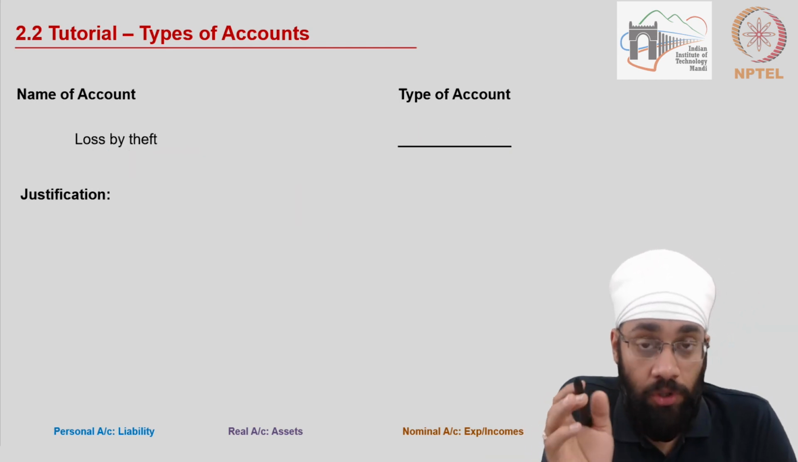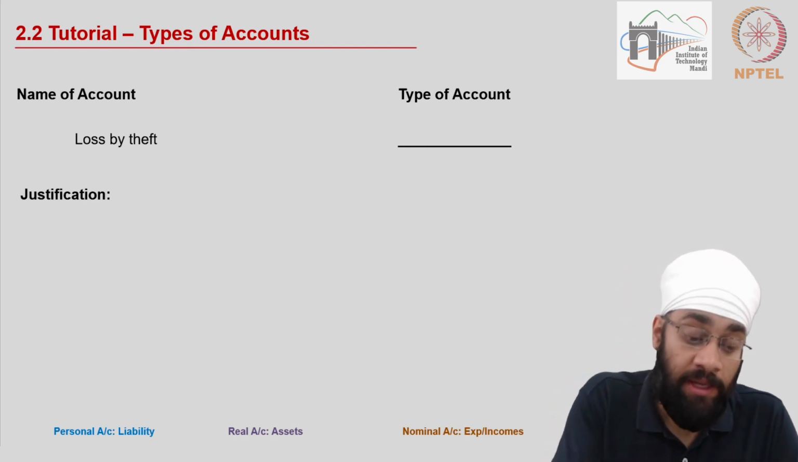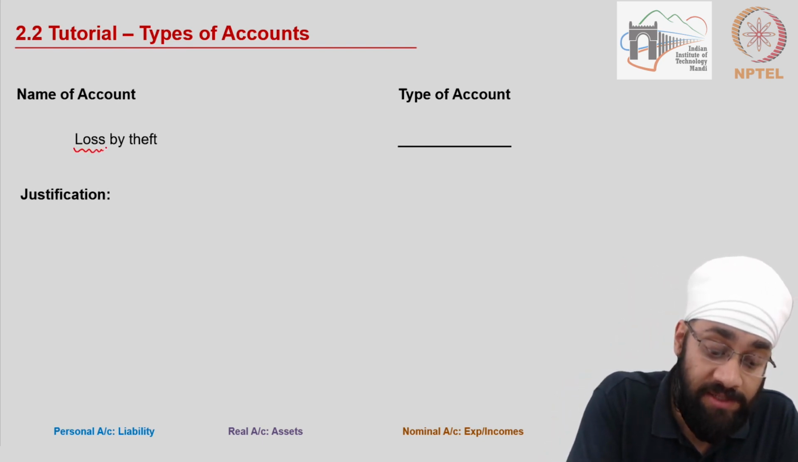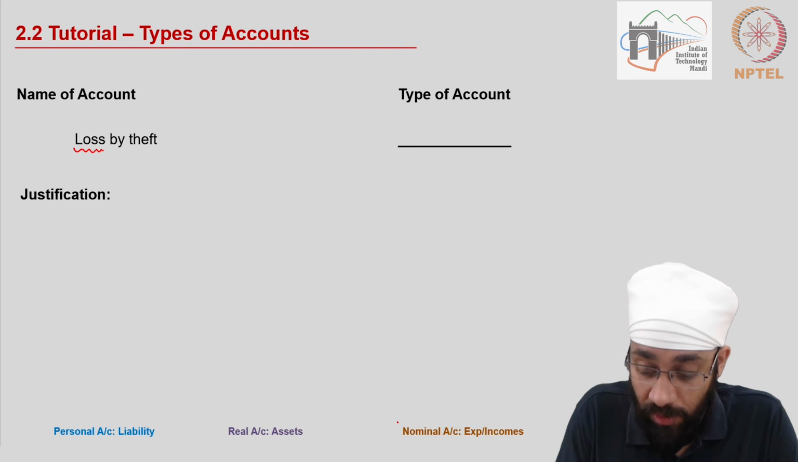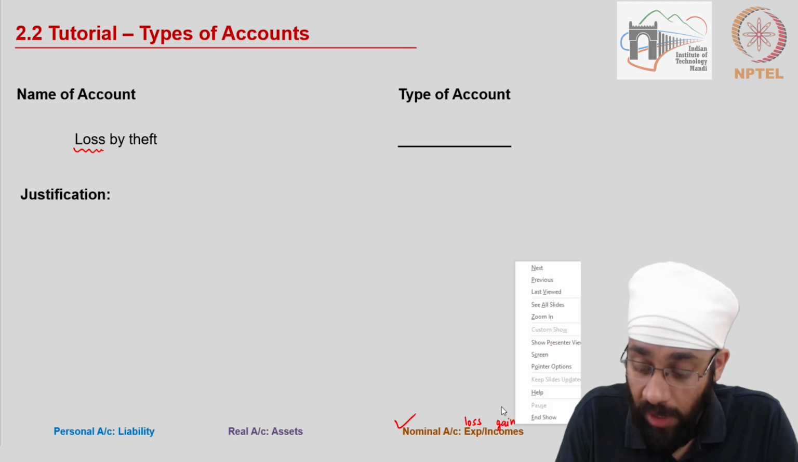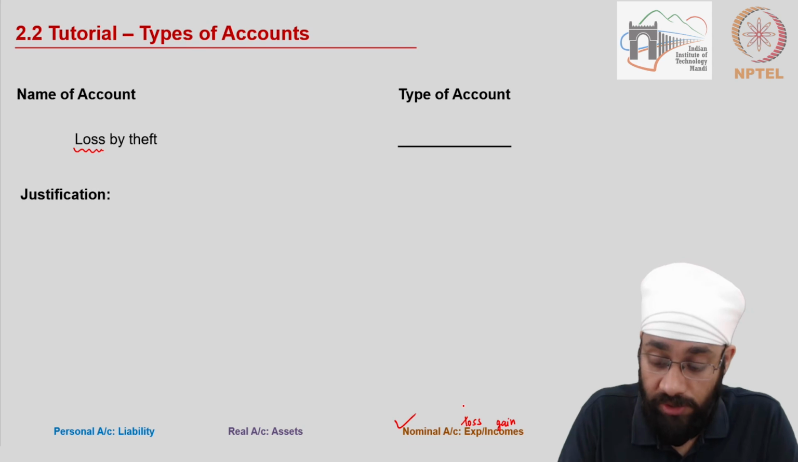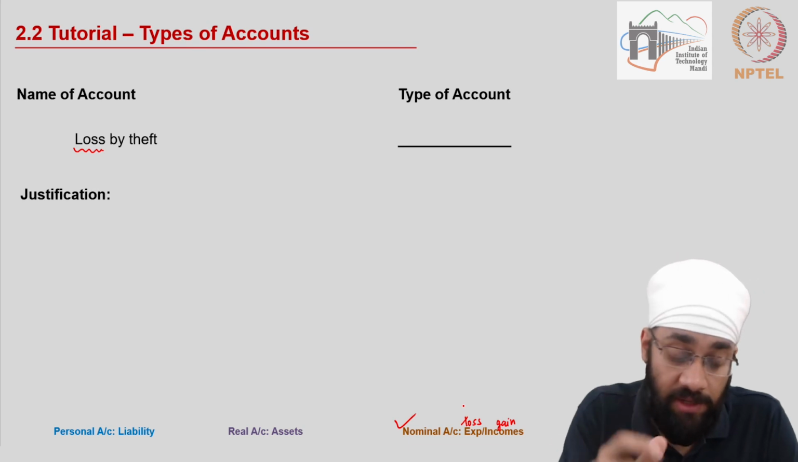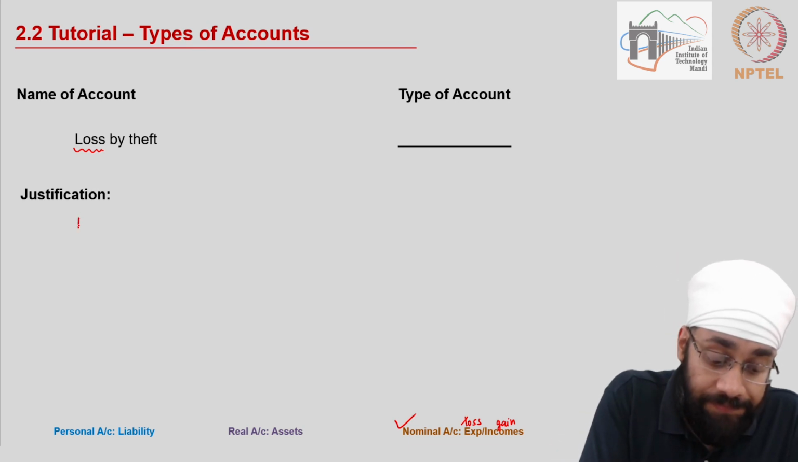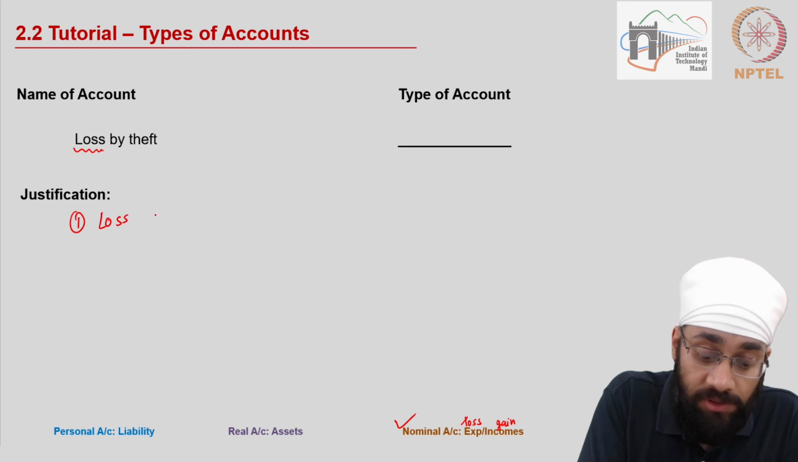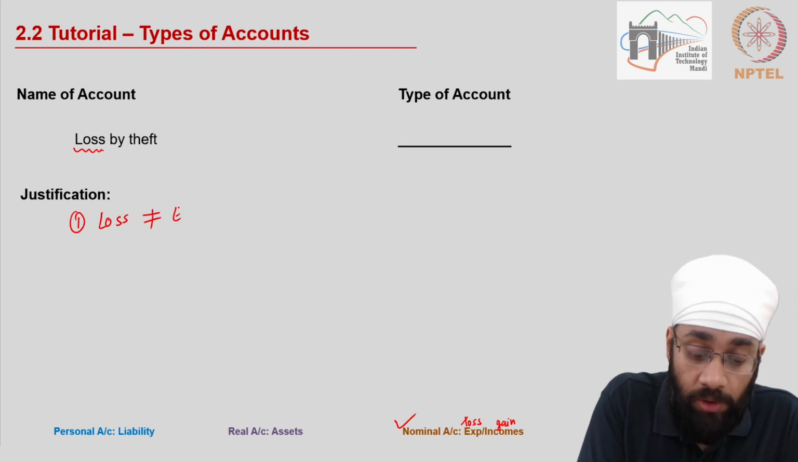Next up, you have loss by theft. Clearly, the name itself says loss, and in the rule for nominal account, there is expense or loss, income or gain. The two are treated as synonyms. However, there is a difference in what is a loss and what is an expense, and I will clarify that. So, a loss typically is not equal to an expense.